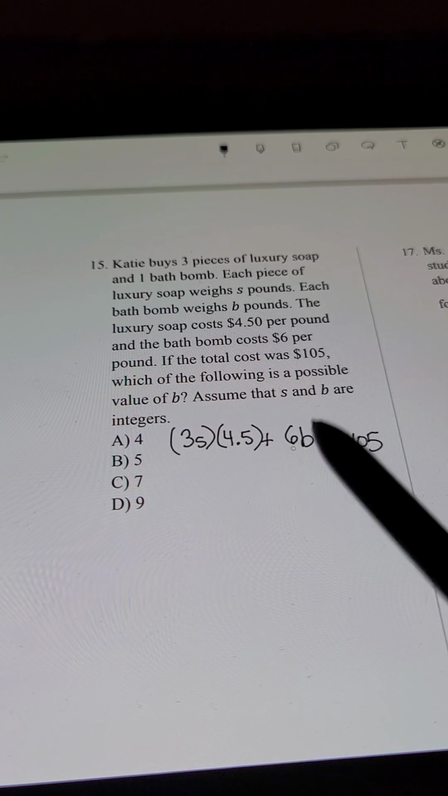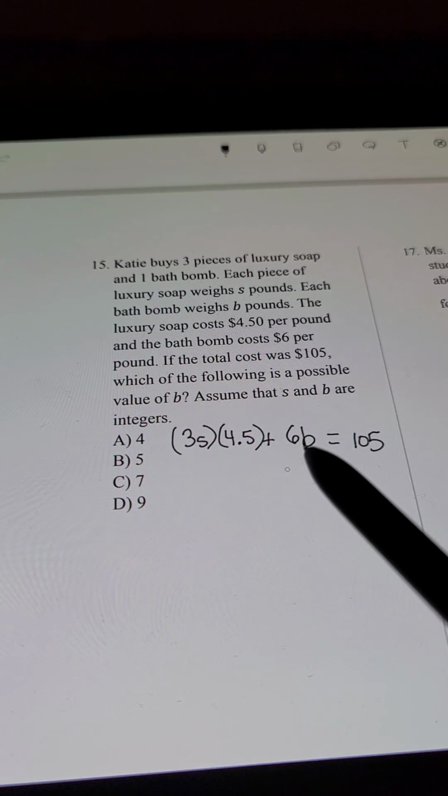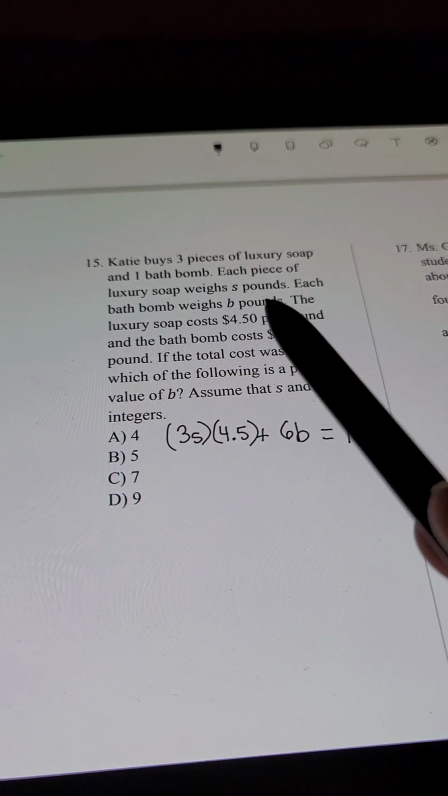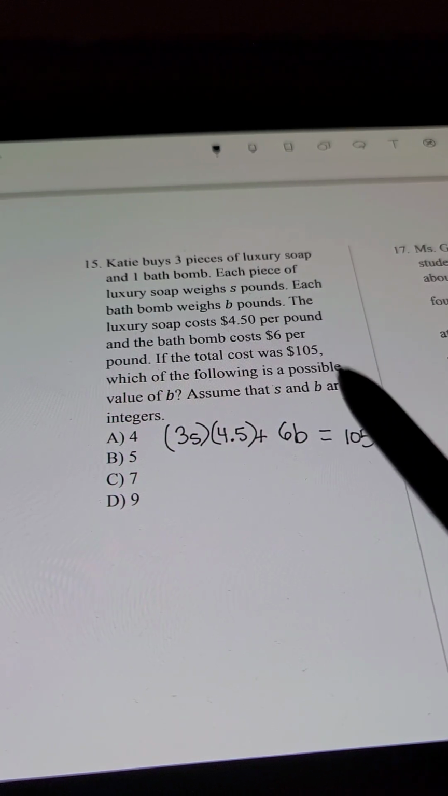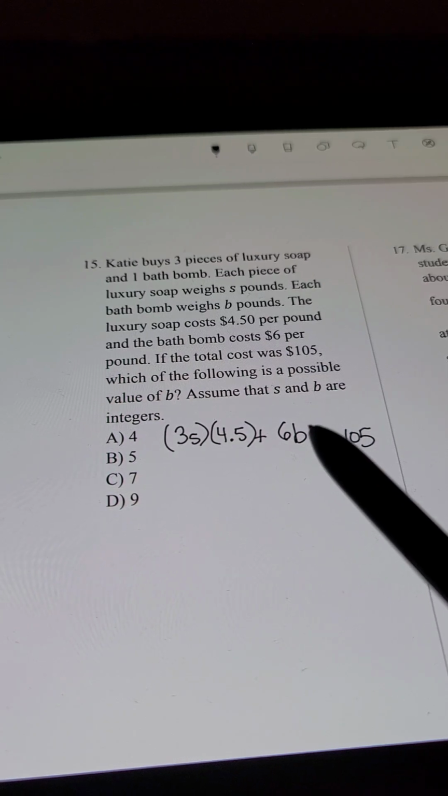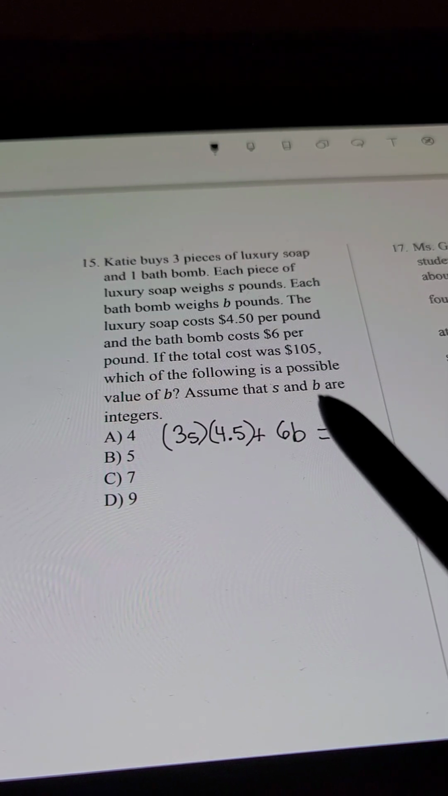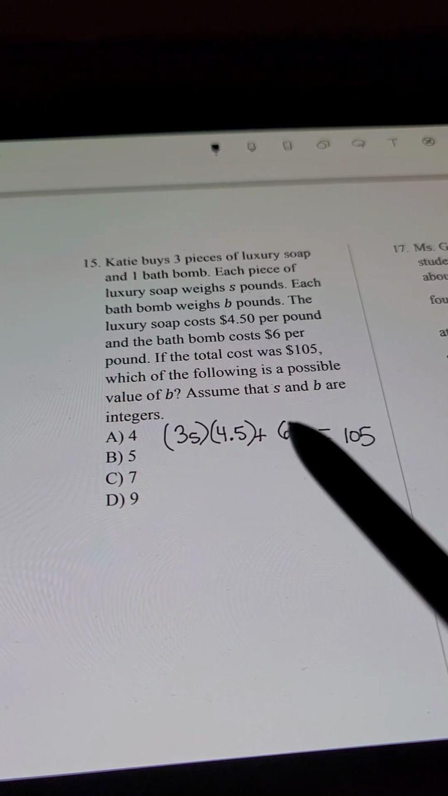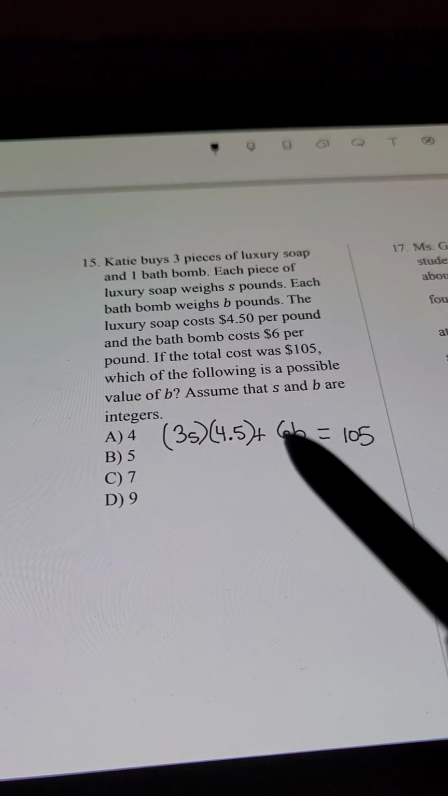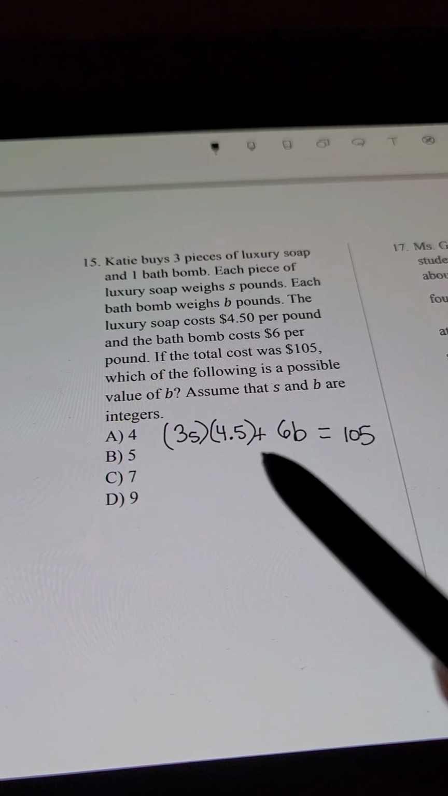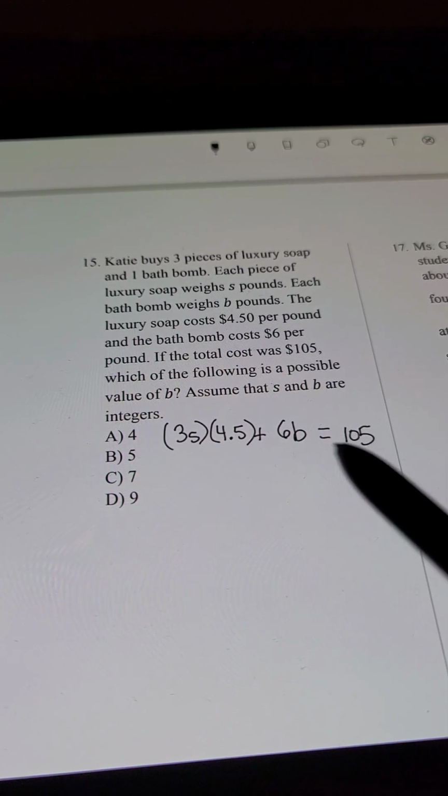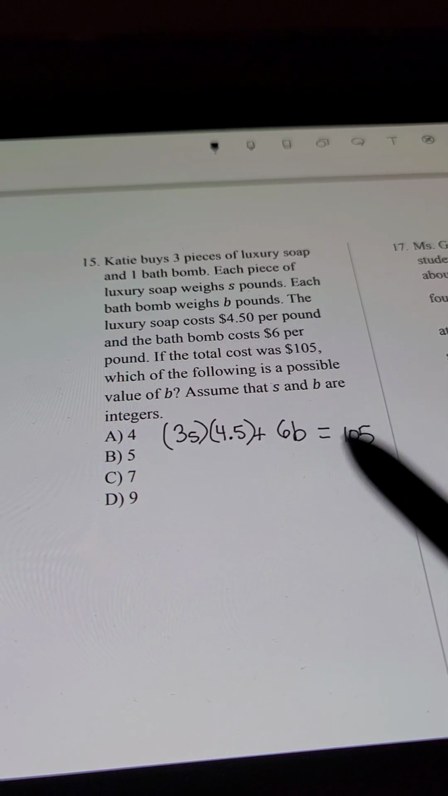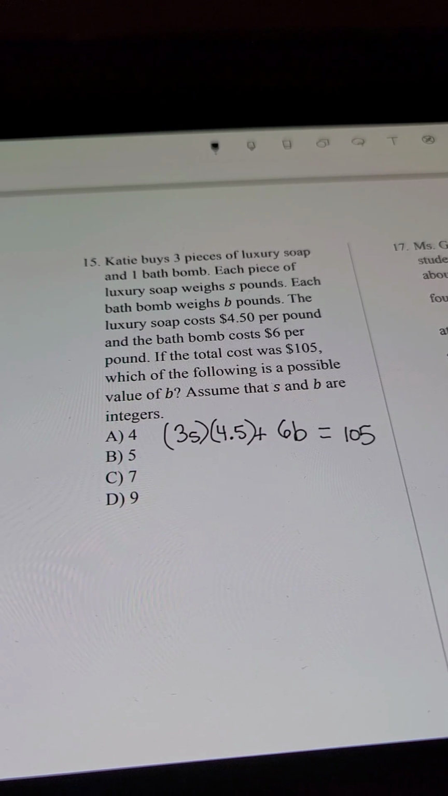And then you would apply that same logic to the bath bomb situation. So there's one bath bomb, which weighs B pounds. So 1 times B is just B, and that tells you how many pounds of bath bombs they're buying, times the price per pound, 6, and that gives you the amount that they're paying for the bath bombs. You add that on to get the total amount they're spending on all 3 pieces of luxury soap and 1 bath bomb, which equals 105.